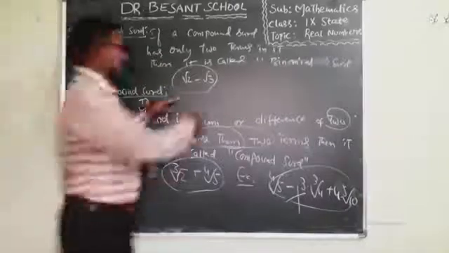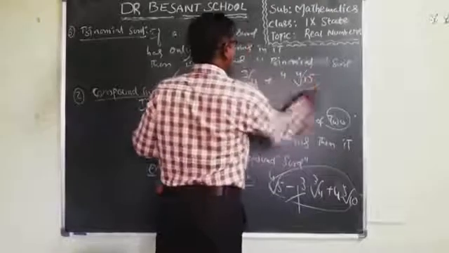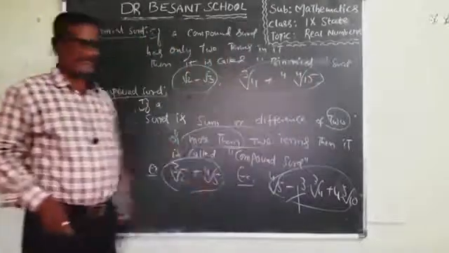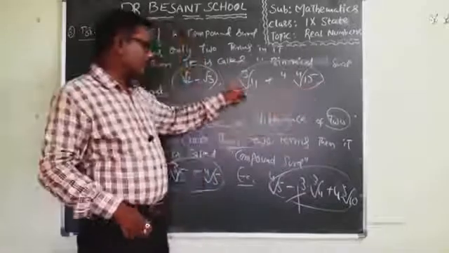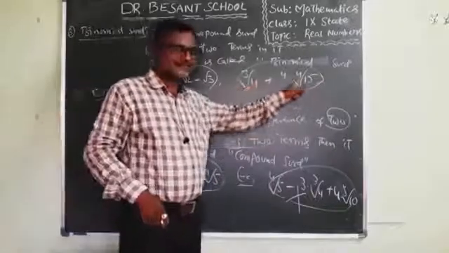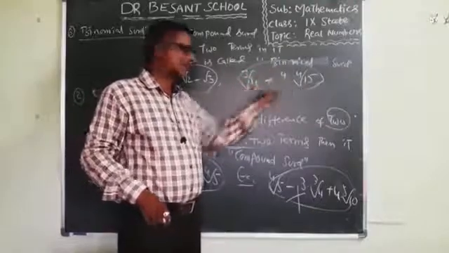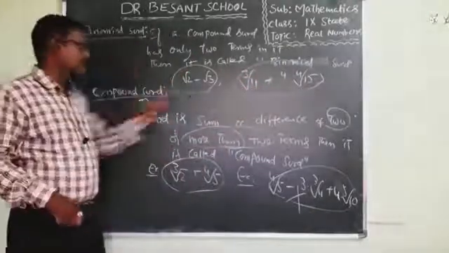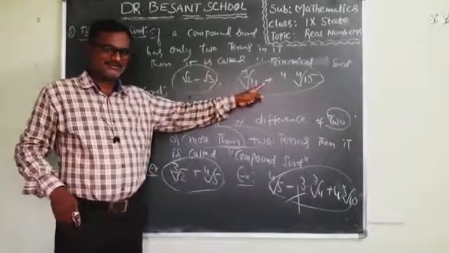Okay, once verify. This is cube root of 11 plus 4 into 4th root of 15. This is a binomial, a sum of two surds. And it is also said to be compound, a sum of two surds.